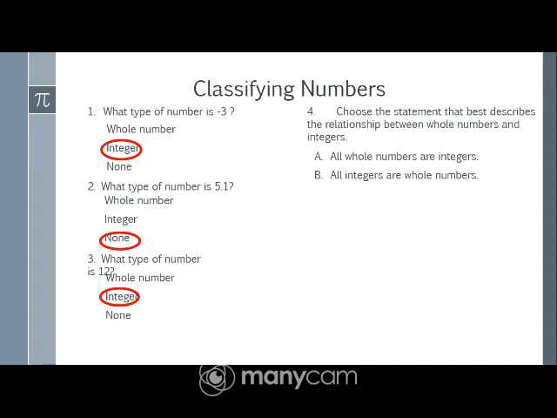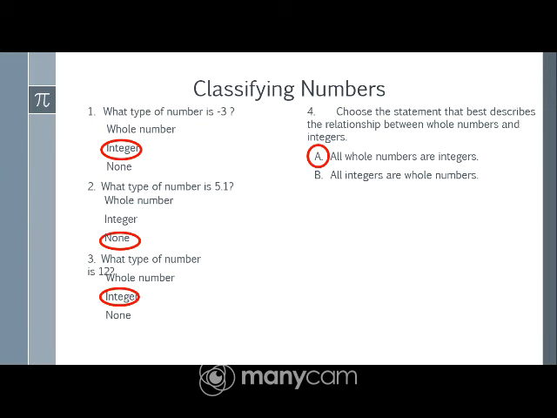Choose the statement that best describes the relationship between whole numbers and integers. Alright, it says A, all whole numbers are integers, or B, all integers are whole numbers. What do we think, guys? Don't forget, what was the definition of whole numbers? So, what do we think, A or B, guys? If you answered A, you did a good job, right?